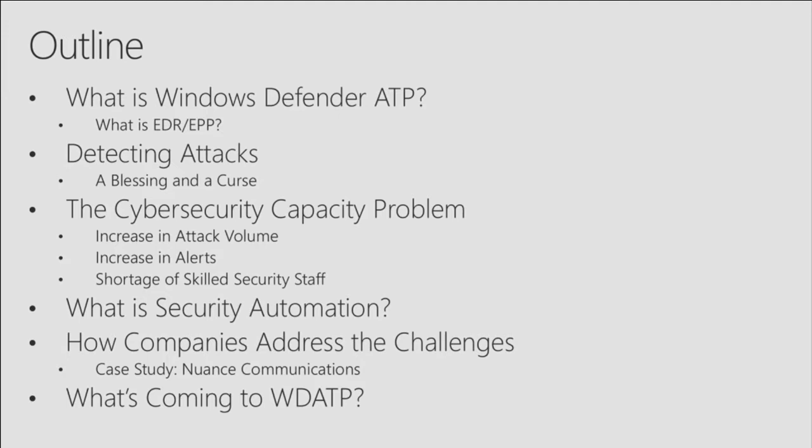By way of an outline, this is what we'll be going over. First, a little bit of background to ground people on what Windows Defender ATP is, looking at how it detects attacks. Then we're going to move into what I'd like to call the cybersecurity capacity problem, and really try to understand the challenges that people are facing even when they are seeing all of these attacks that are detected. We'll look at what we mean by security automation, and then show a couple of examples of companies that have used automation to address these challenges. And then, of course, we're going to go into what's coming in Windows Defender ATP so you can actually see how it's going to be integrated into the product.